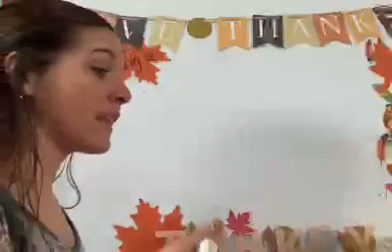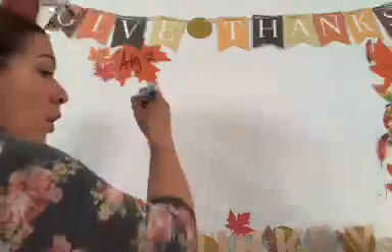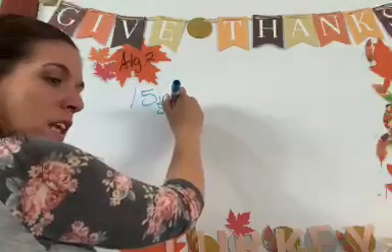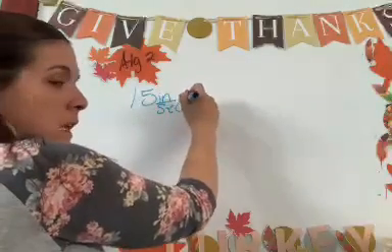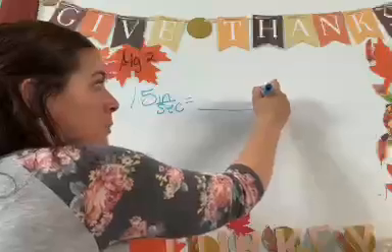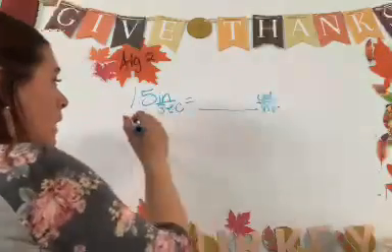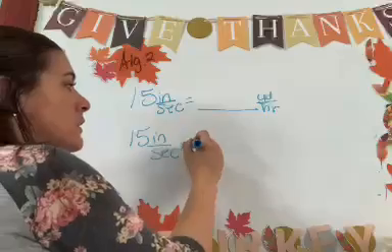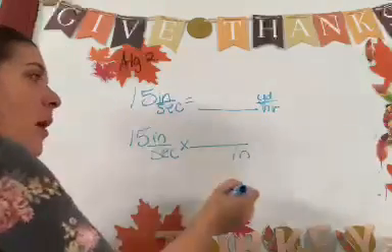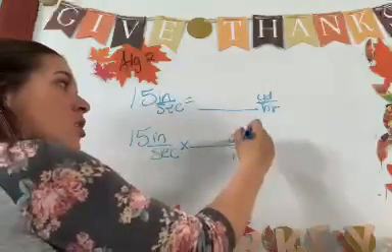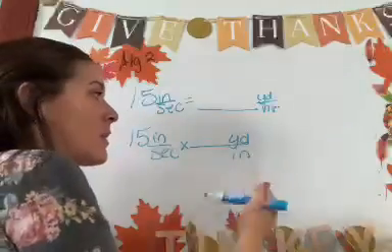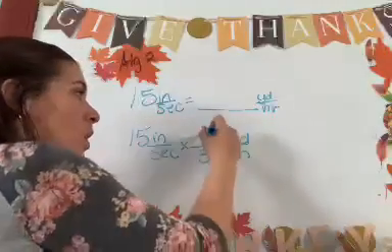So if you focus on canceling your units and you really cross them out, then you shouldn't have any trouble with them. You have 15 inches per second equals how many yards per hour? So you have 15 inches per second. Let's get rid of inches first. Put inches on the bottom because it's on the top already. I'm gonna go straight into yards because if there's 3 feet in a yard and there's 12 inches in a foot, that means there's 36 inches in 1 yard.